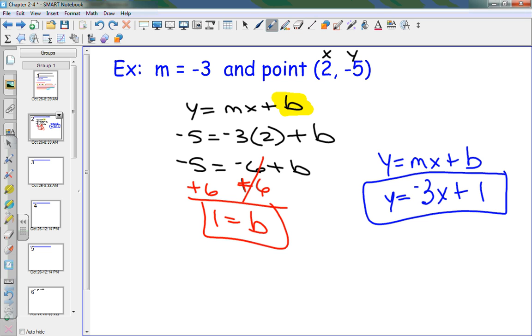So that would be your answer. So that is my final answer right there. Y equals -3x plus 1. Okay? That is my final answer.